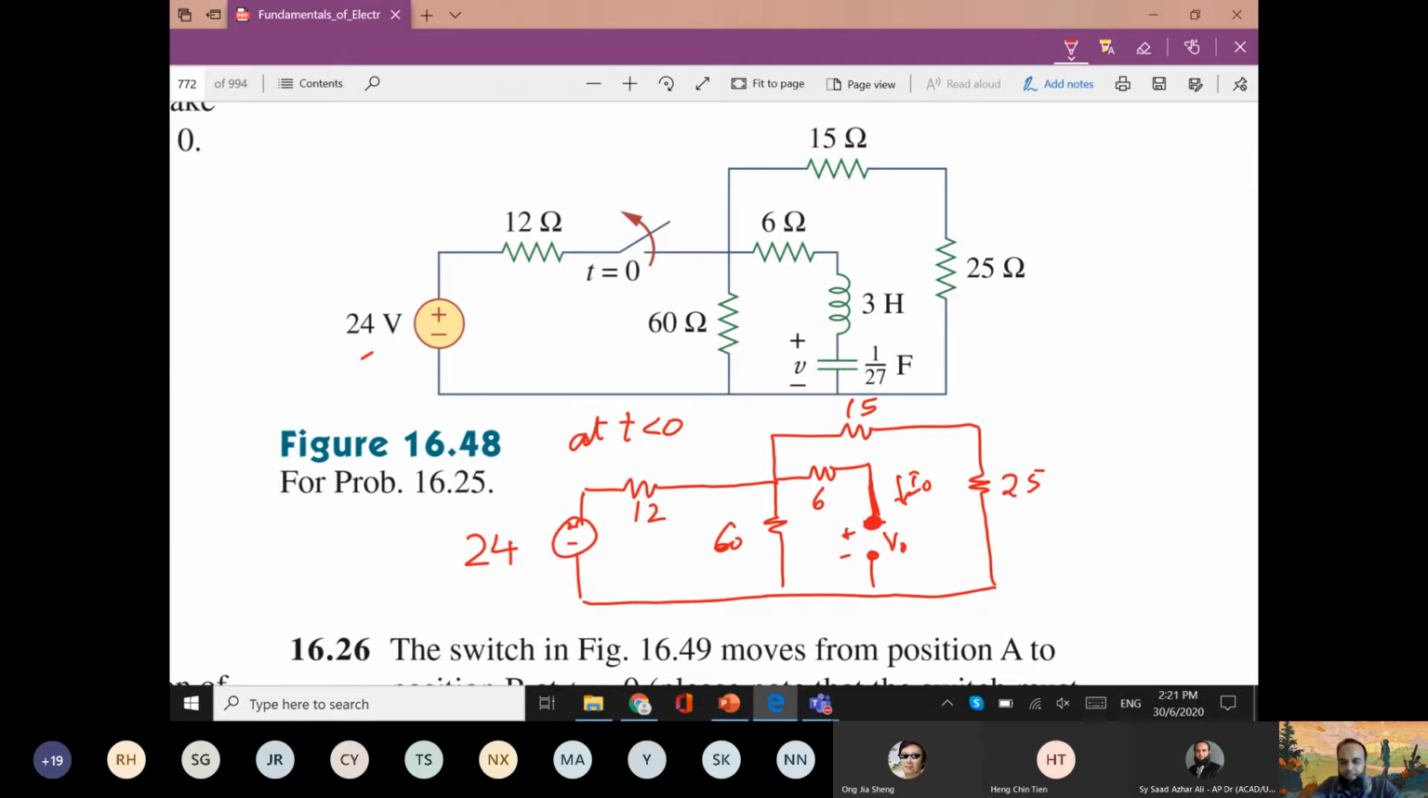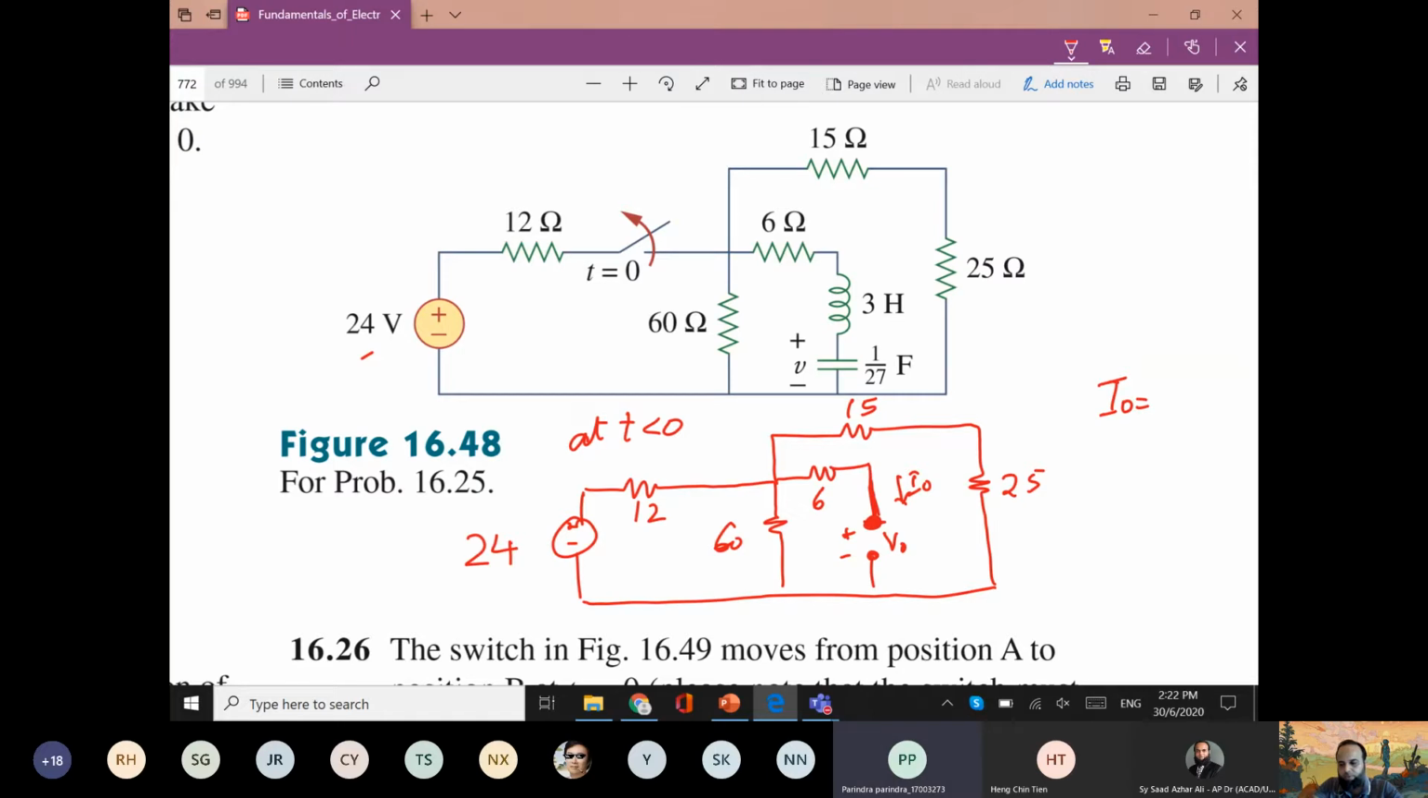I can easily say that I0 is how much? Parindra, what do you think? What will be the value of I0 by inspection only? We have a 24-volt source, 6 ohm resistor over there. What will be I0 by inspection?